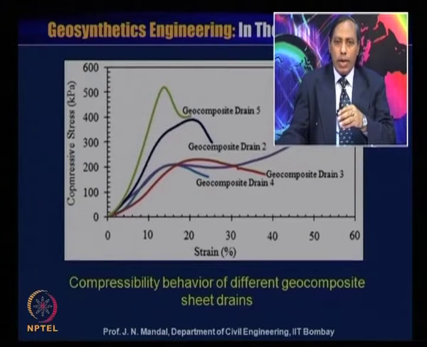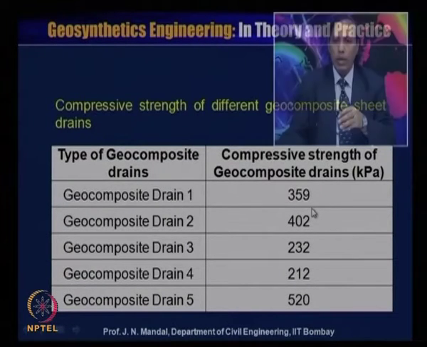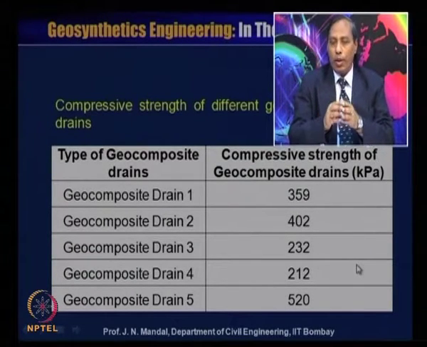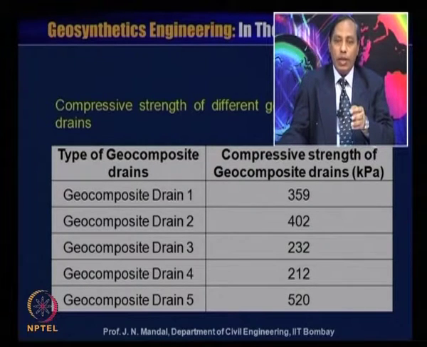One should know what the compressive stress of this material will be. I am showing the next slide in the form of a table. You can see geocomposite drain 1 with compressive strength about 350 kilopascal, another geocomposite drain 402, another 232, 212 and 520 kilopascal. On one hand you should know the compressive strength of the different geocomposite sheet materials. At the same time, for the same material you should know what the flow rate of that material will be. I am not showing here the flow rate of this kind of material.